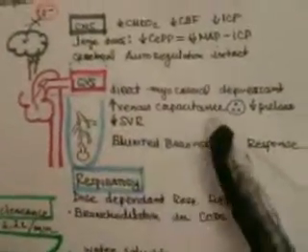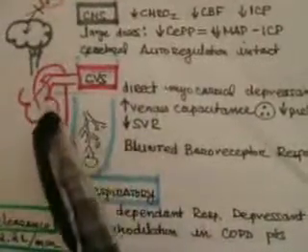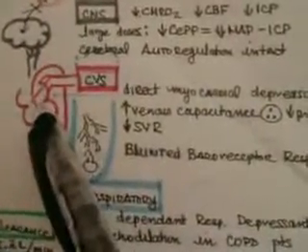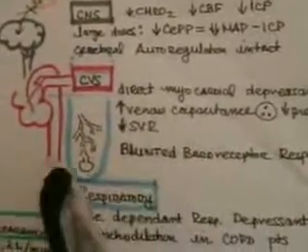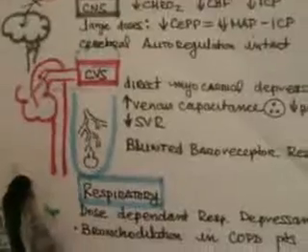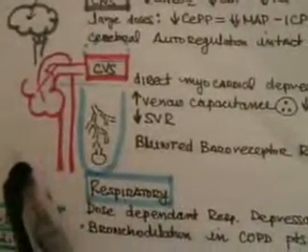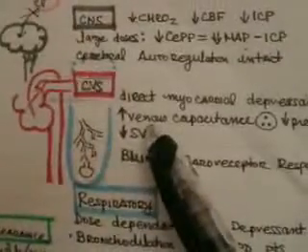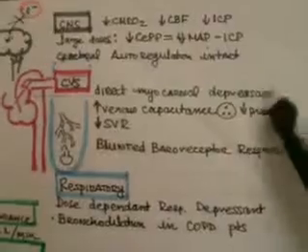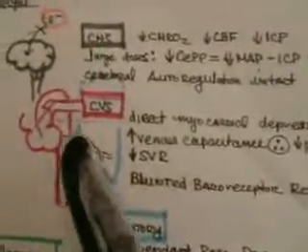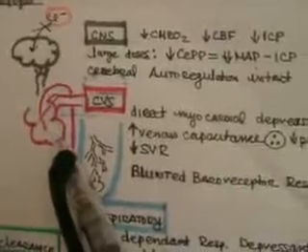Propofol is also considered a direct myocardial depressant, which decreases the contractility of the left ventricle. It also increases your venous capacitance, meaning it's a venodilator. If venous capacitance is increased, you're going to have a decreased preload, which, due to the Frank-Starling mechanism, will reflect as a decreased contractility of your left ventricle.